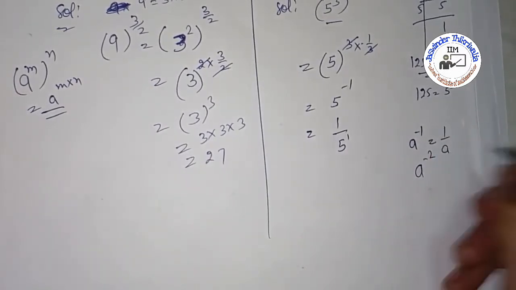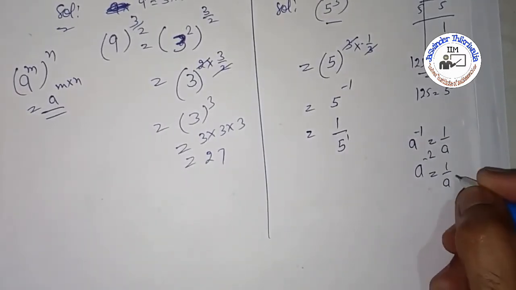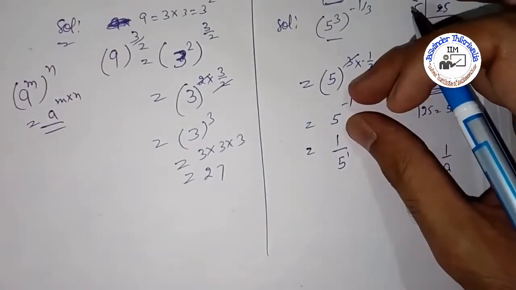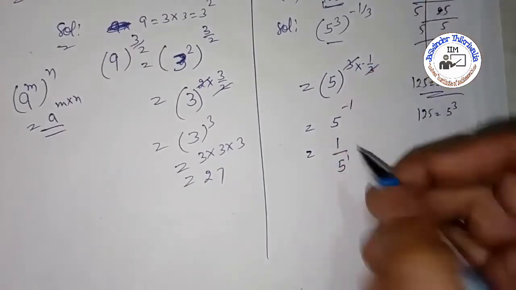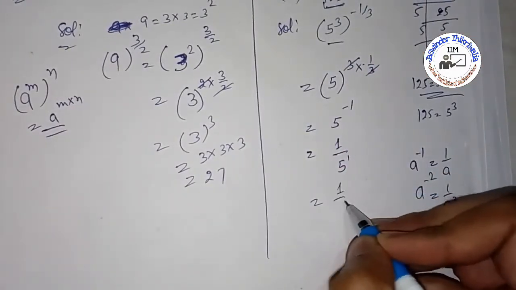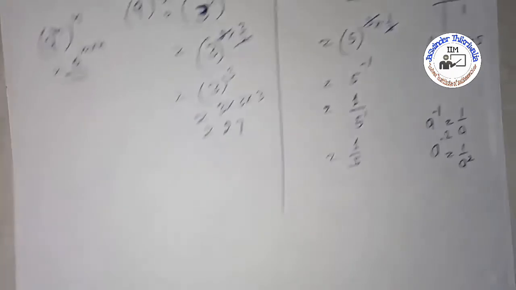It will change into positive power, 1 upon a square. Okay, if a negative power is there in a term, then we will take its reciprocal. So it will be 1 upon 5. Clear? Beta? Now our second question is over.